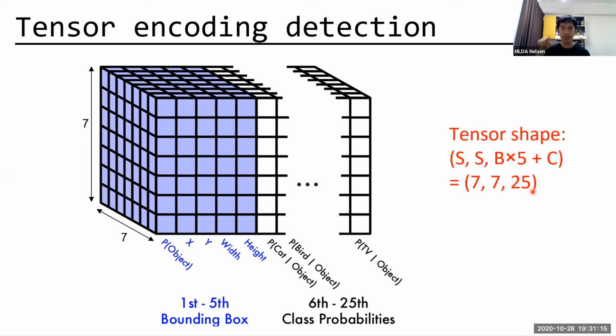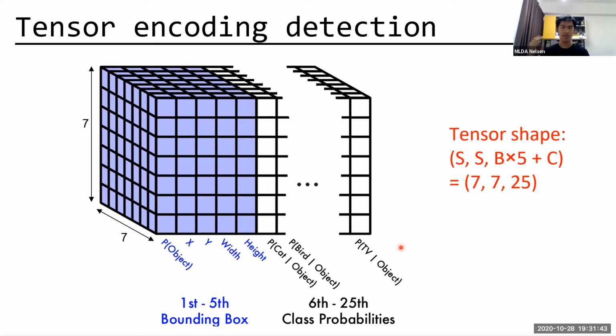And then at that specific grid, we want to see the probability for each different type of class. For our specific data set, we have 20 different classes, so we have 20 different probabilities. And that's the main idea of YOLO. YOLO is not classifying. YOLO is predicting.